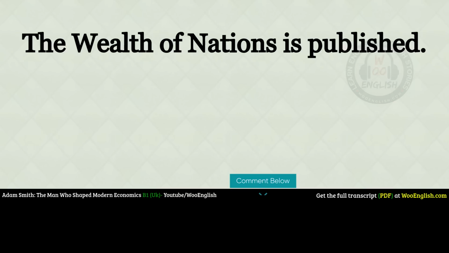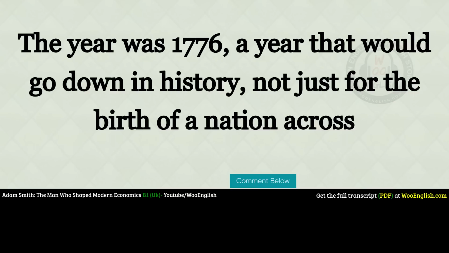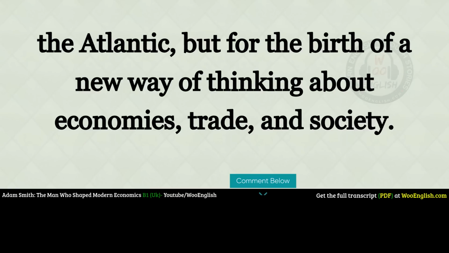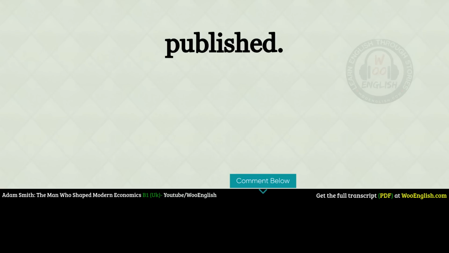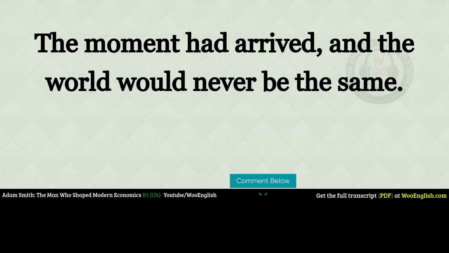Chapter 10. The Wealth of Nations is published. The year was 1776, a year that would go down in history, not just for the birth of a nation across the Atlantic, but for the birth of a new way of thinking about economies, trade, and society. After years of relentless effort, Adam Smith's masterpiece, The Wealth of Nations, was finally published. The moment had arrived, and the world would never be the same.